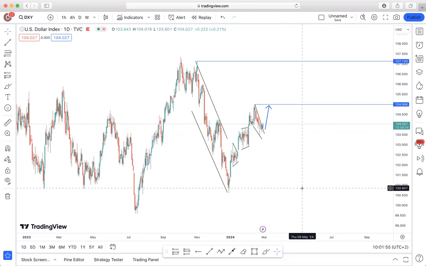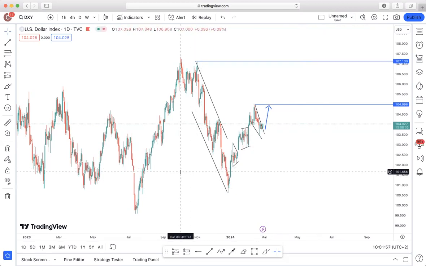Now, guys, without wasting any time, let us start by looking at the DXY. Now, the DXY represents the overall dollar index. So anything that has the US dollar is represented by the overall DXY. So we're using the DXY as a confirmation bias. We're not actually trading the DXY.